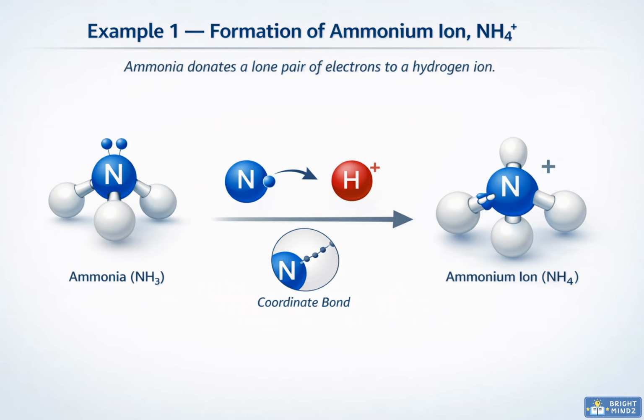A classic example is the formation of the ammonium ion. In ammonia, nitrogen already forms three bonds with hydrogen, but it still has one lone pair. A hydrogen ion, H+, has no electron of its own, so it can accept that pair. Nitrogen donates both electrons to H+, forming a new N-H coordinate bond. The product is NH4+, with an overall positive charge.